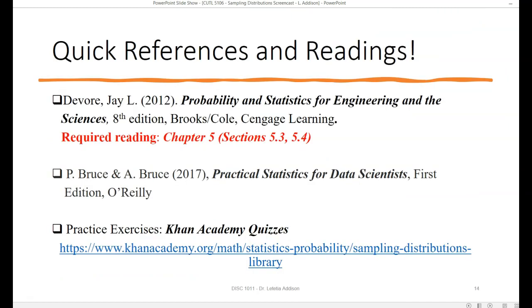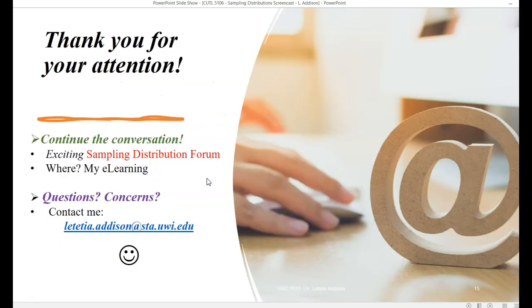So here are some quick references and readings for your review. Please ensure that you go into the J. Devoir text, which is the recommended text for this course, and the required reading is shown. Also note that you can continue the conversation in the My Learning Sampling Distribution Forum.